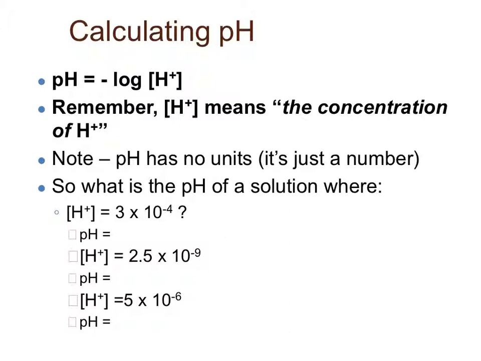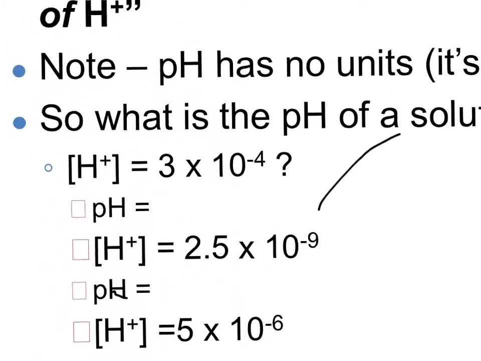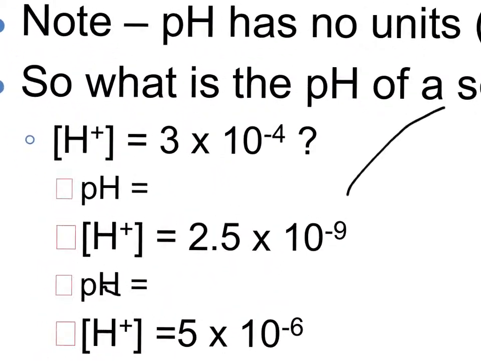Remember, never do a calculator dump in this class. Keep your digits within a reasonable range. If you're going beyond 4, then you've probably gone too far. All right, so let's do some calculations on these. If we have a concentration of H+ that is 3 times 10 to the negative 4, I'm going to make this bigger. If we have 3 times 10 to the negative 4, we're going to take the negative log of that value.